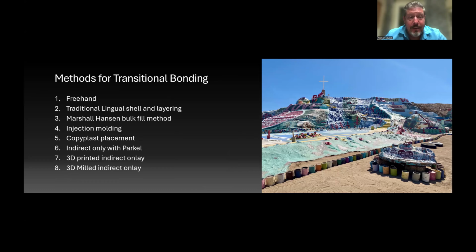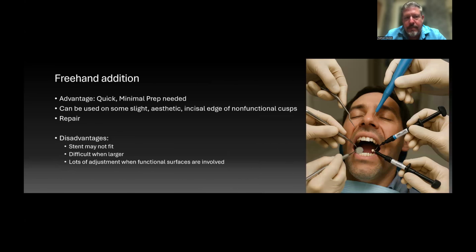So what are the methods for transitional bonding? There's a freehand method. There's traditional lingual shell and layering. I don't do a lot of that for this. There's a Marshall Hansen bulk fill. If you've not taken Marshall Hansen classes, you need to take it. Injection molding, Copyplast placement. There's an indirect with a Park-Held product I'll show you. And then there's 3D printing and milling. And I use all of these things at different times.